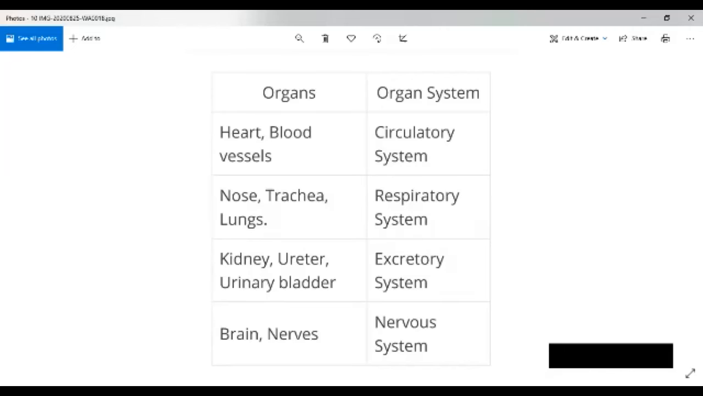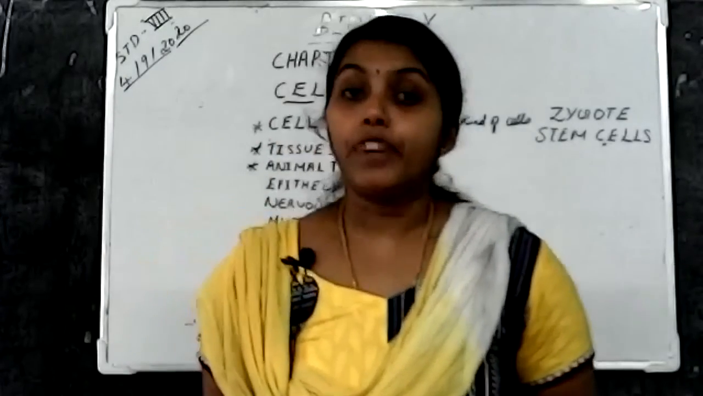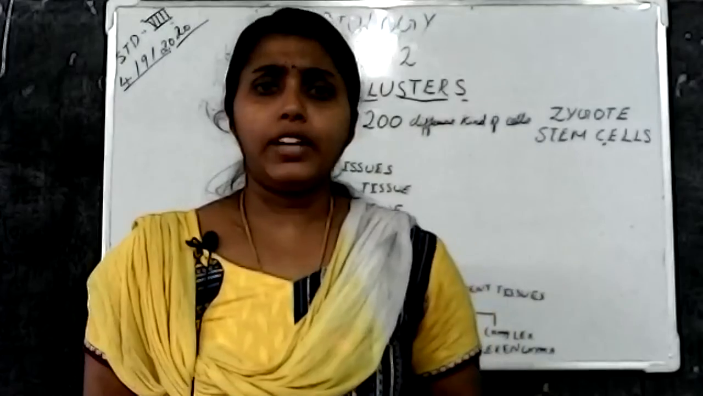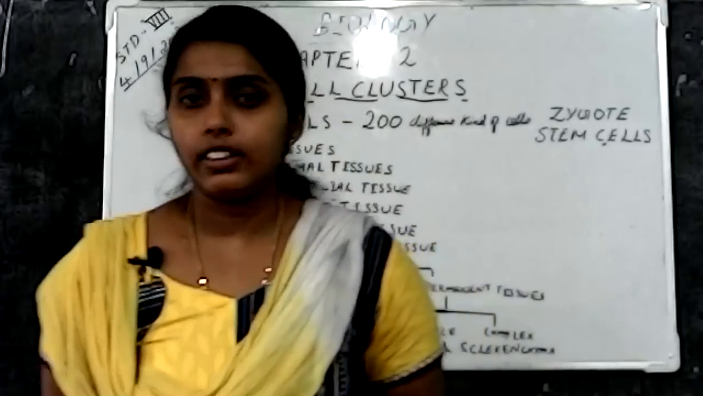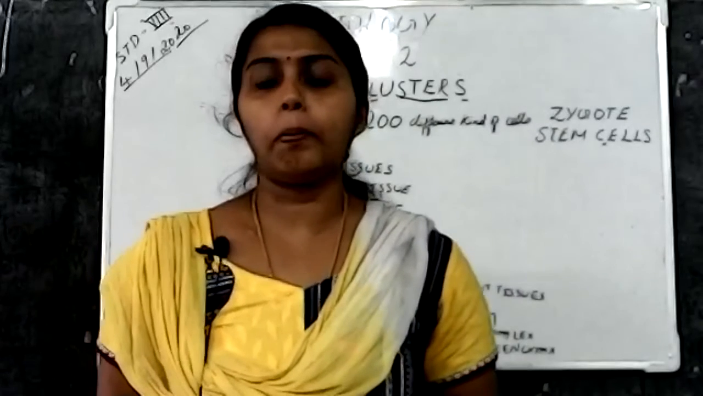The peculiarity is that none of the organs can work independently. Only if all the organs work together will the organ system work properly. Then only will all the functions of our body go smoothly. Is it clear for you? So you have seen the different organ systems and the organs present in the body. Now we can see how cells unite to form tissue. That connection we can see now.